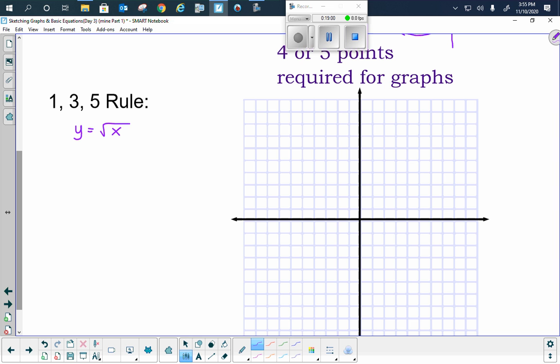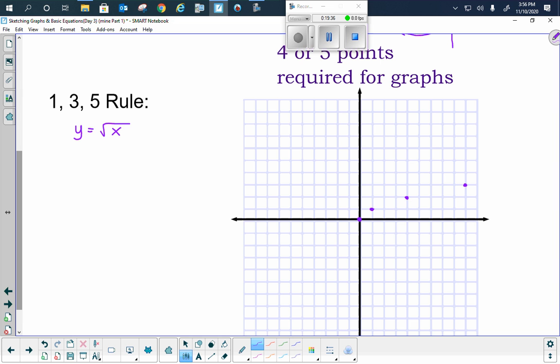Now, please understand the 1-3-5 rule is really for parabolas. I just kind of apply it here because a parabola and a square root should be somewhat related to you, right? It's squared versus to the 1/2. So to me, in my mind, yes, you could plot points. (0, 0). Think about the points that you could plug in that would be nice. If you plug in 1 for x, the square root of 1 is 1. The next nicest number to plug in for x would be 4. Square root of 4 would be 2. And if you plug in 9, then the square root of 9 would be 3.